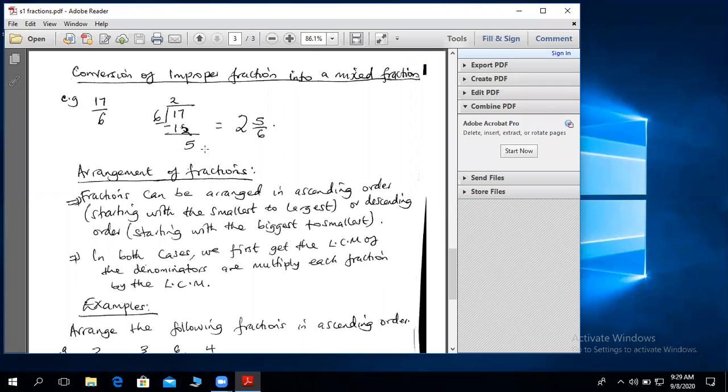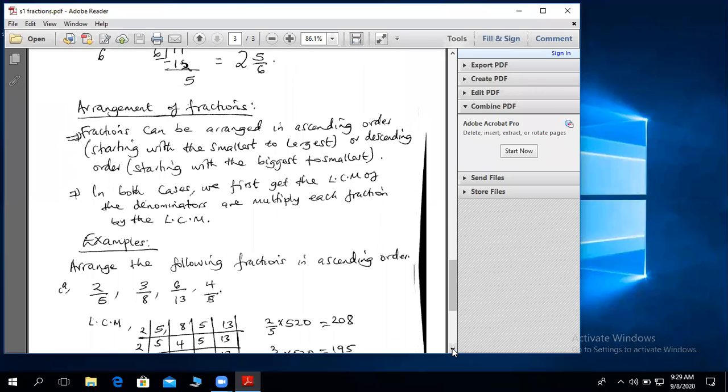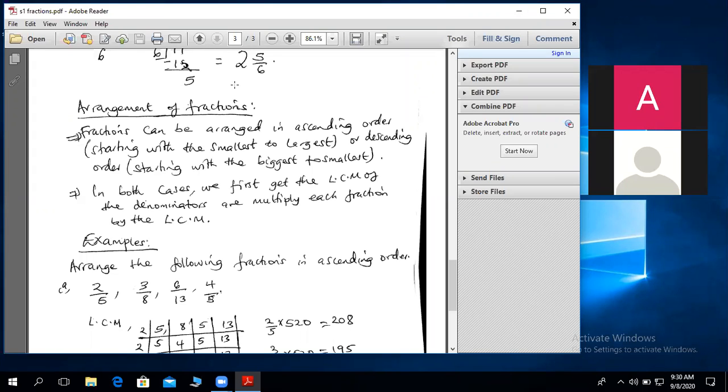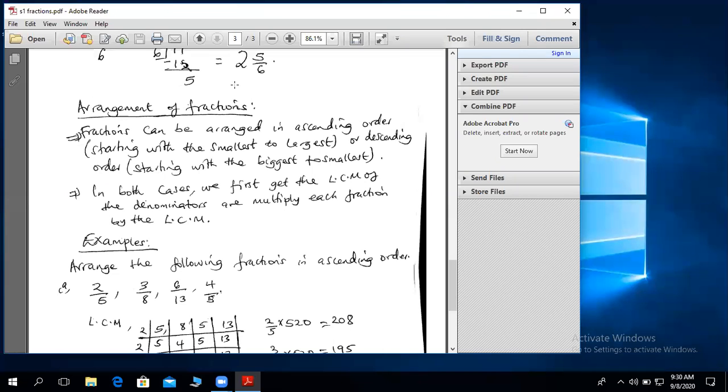So I want us to look at arrangement of fractions. Fractions can be arranged in either ascending order or descending order. Ascending order is the arrangement of fractions starting from the smallest. Then descending order is arrangement whereby you start with the biggest going to the smallest.